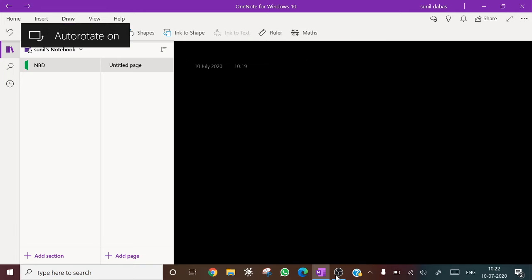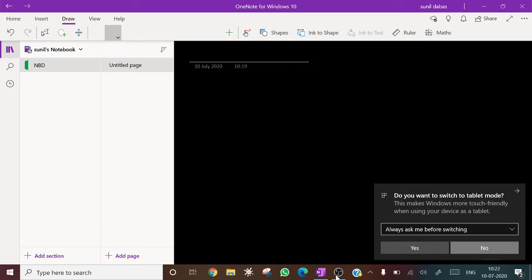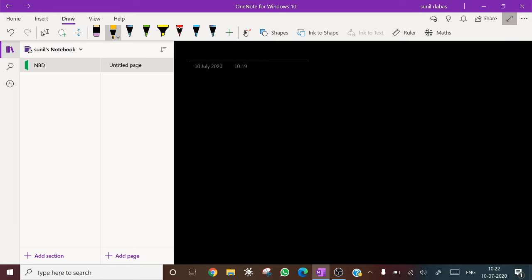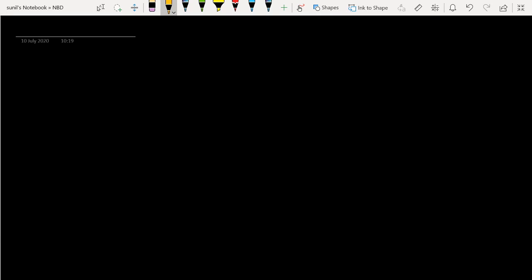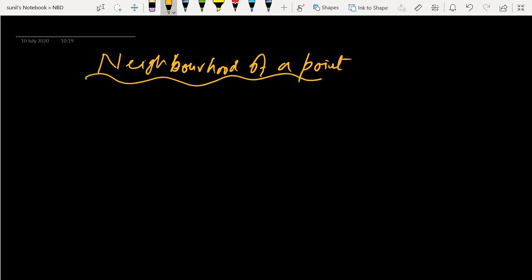This is part of real analysis, and we will be discussing what we mean by the neighborhood of a point. As the name suggests, when you are talking about the neighborhood of a point, the point has to be very close. The topic is the neighborhood of a point. In short, we call this NBD.